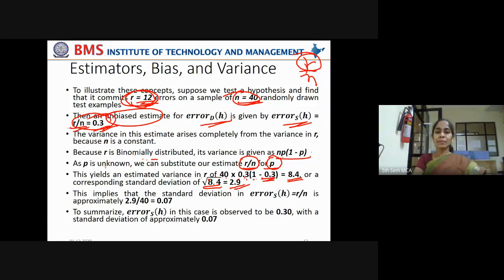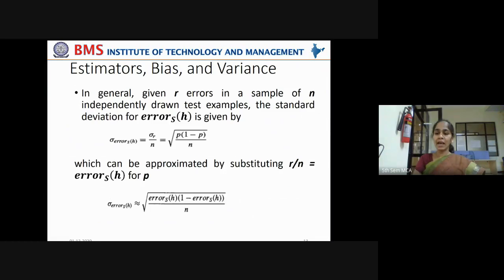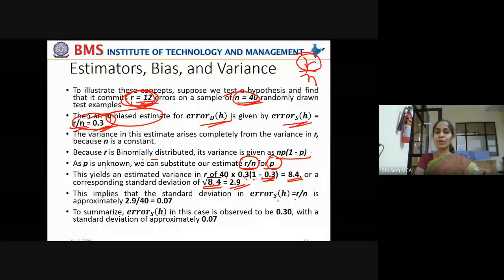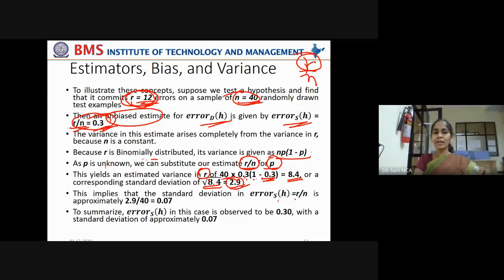Got it? Now this implies that the standard deviation in the sample error, which is indicated as R by N, is approximately, how can you write it now? R is now calculated as 2.9, right? So you can write it as 2.9 divided by 40. So that will give you 0.07. Okay, so the standard deviation here is calculated now as 0.07. Standard deviation in the sample error is calculated as 0.07.